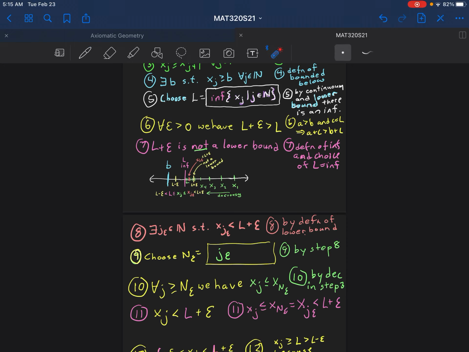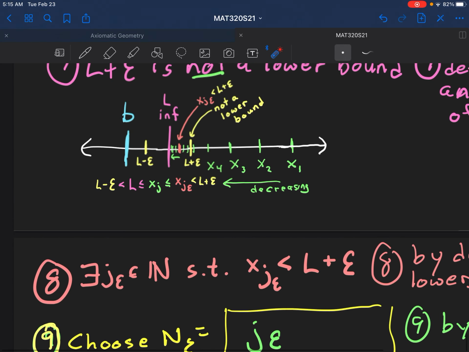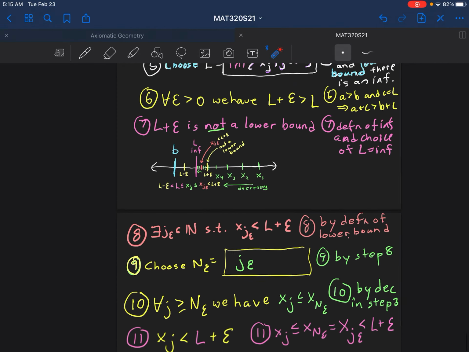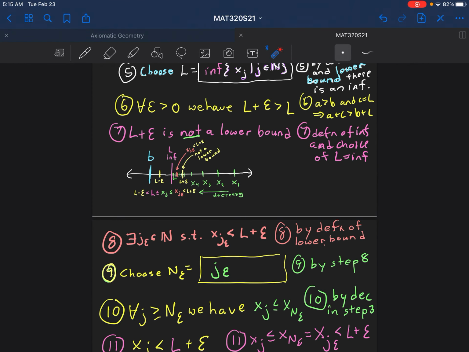So we first say that for all epsilon greater than 0, we have L plus epsilon is greater than L. No big deal. We've drawn that onto the diagram. Remember, we drew it here. And then we said it was not a lower bound. The fact that it's not a lower bound is a fact resulting from the definition of infimum. The definition of infimum is that L was the biggest lower bound.